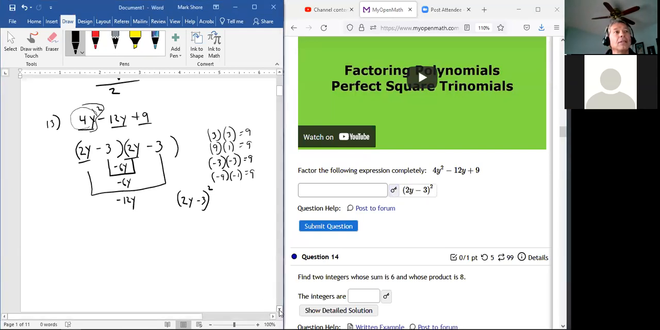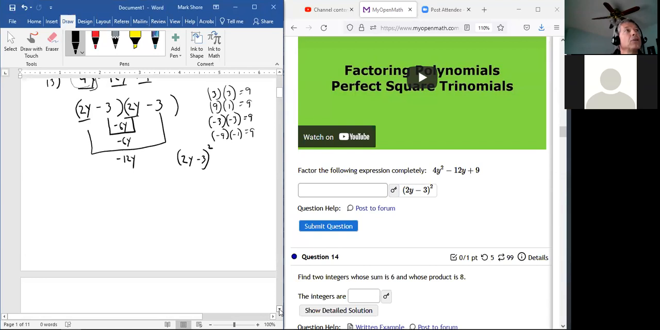So, and then you can check it. If you want to check every piece of this, you could. It's called foiling this stuff together. Here, I'll show you that one second. 2y minus 3 times another 2y minus 3. This is a check of this problem. We're checking to see if it's right.